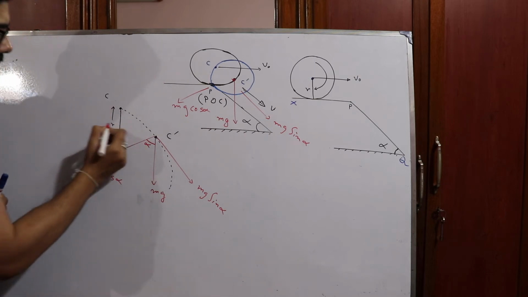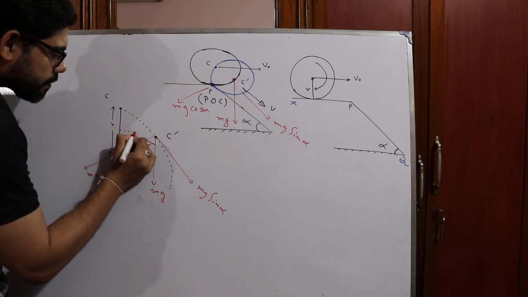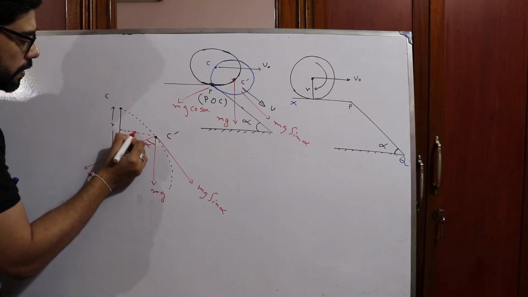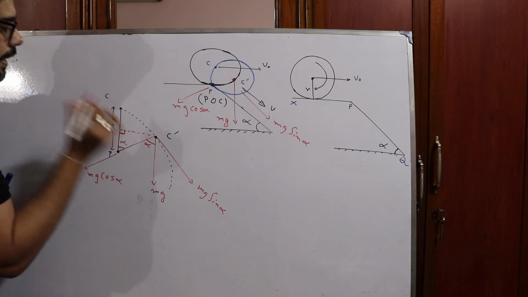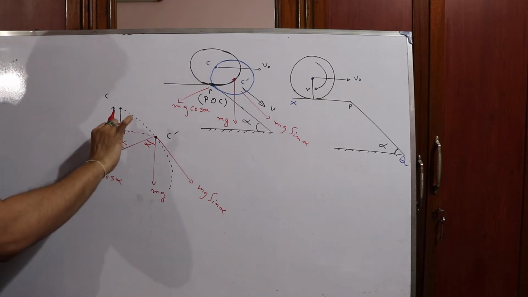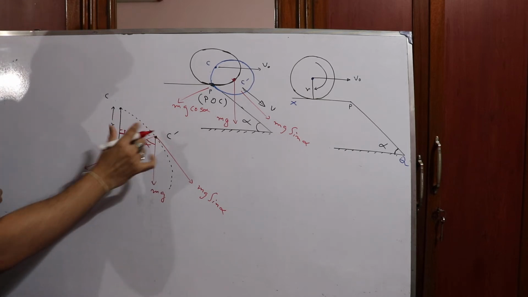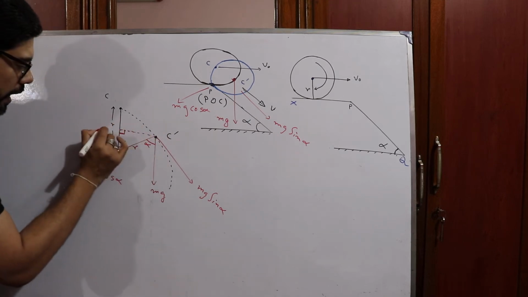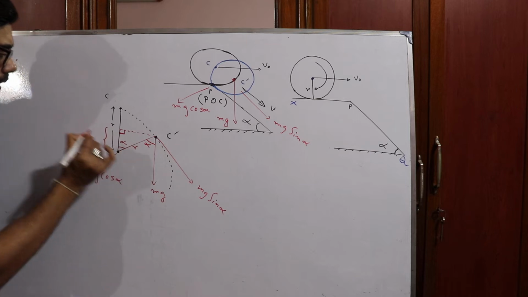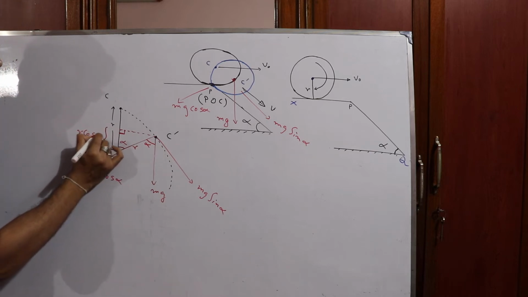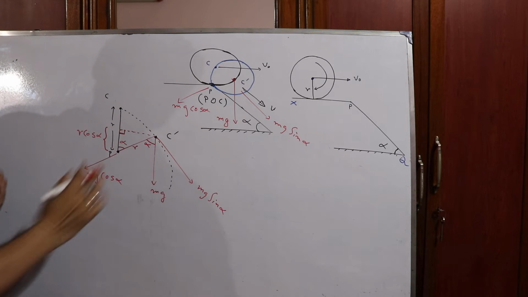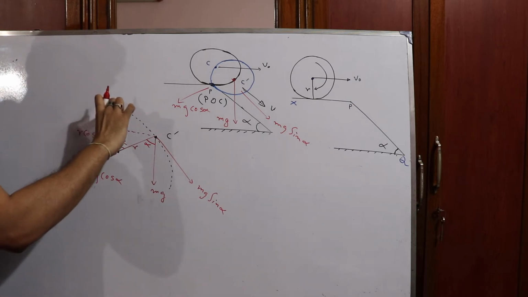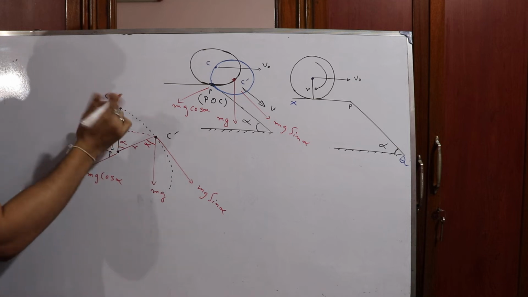So if this angle is alpha, this angle must be alpha. This is 90 degrees. So cos alpha is base by hypotenuse. How much is the hypotenuse? How much is this? This is R. If this is R, then how much is this distance? R cos alpha. Please get familiarized with the geometry at first. So the center of mass has lost a vertical height this much, and how much is this vertical height?